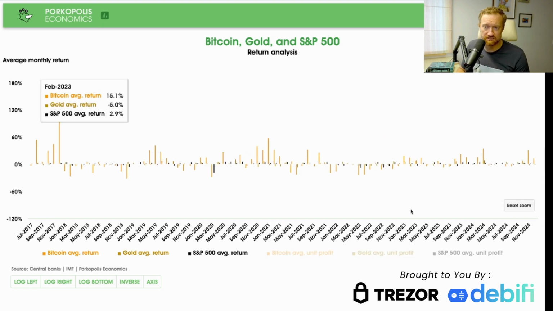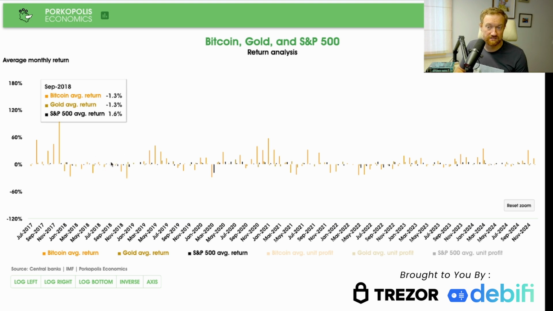Still generally dwarfed by Bitcoin. Okay, so Bitcoin went up on average 95%. If you had bought every day in November 2017, sold every day in December 2017, you get a 95% return. Gold, not even 1%. S&P, 2.8%. And on it goes.